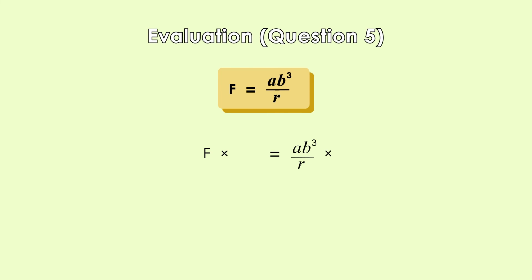Now boys and girls, we use the cube root on both sides of the equation to undo the cube. And by switching the sides of the equation, the subject will be b. Cube root of fr over a equals cube root of b cubed. Cube root of fr over a equals b. b equals cube root of fr over a.